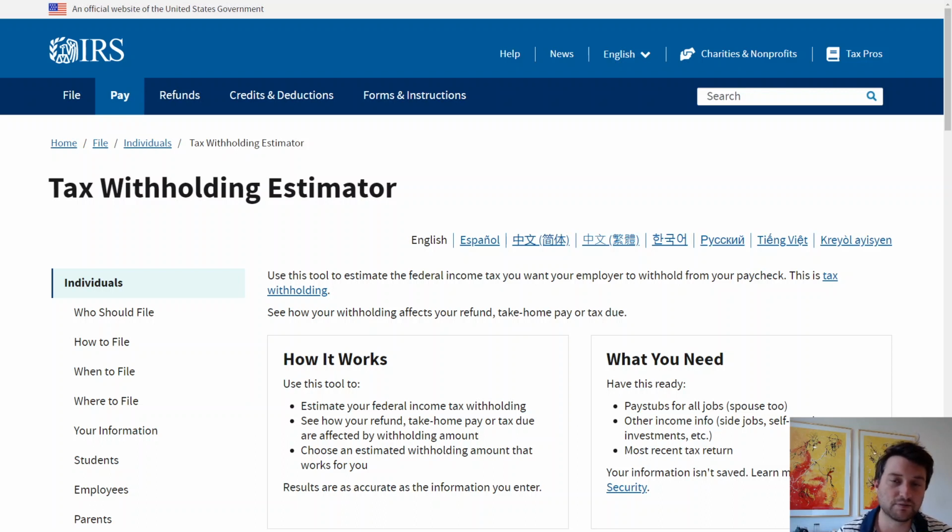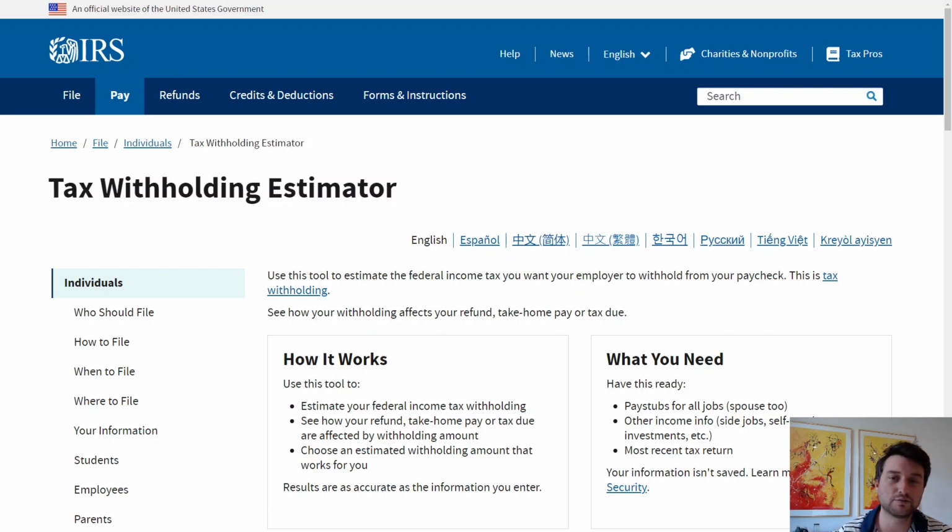So this estimator is provided for you as a taxpayer to figure out, okay, based on how much money I'm making, based on how much money might be coming out of my paycheck, based on my other income and expenses and deductions that I'll take on my 1040, what do I need to put down on my W-4 to make sure that the withholding tax is as close as possible to the amount of taxes that I should be paying at the end of the year.